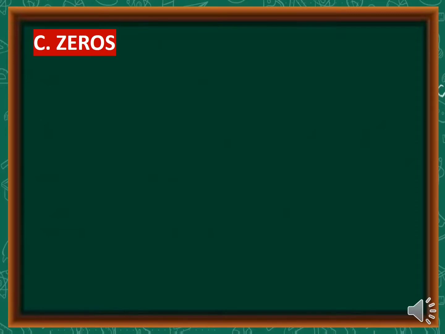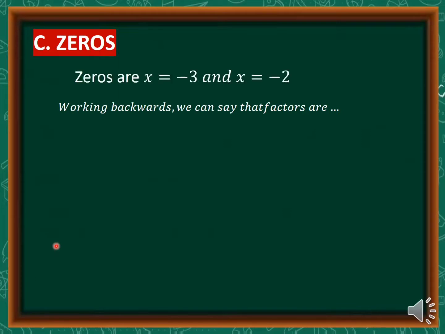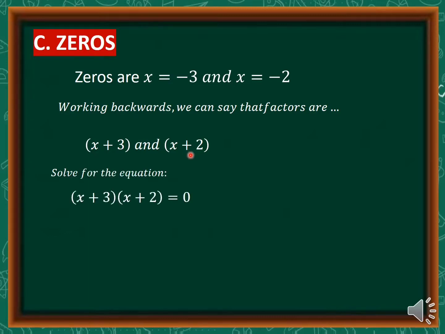And lastly, let us determine the quadratic function given the zeros. The zeros of the function. As what we have learned previously, the zeros of the function is when y is equal to 0, or therefore, these are the x-intercepts. So, just like what we did, working backwards ulit tayo. If the zeros are given, when x is equal to negative 3 and x equal to negative 2, therefore, the factors are x plus 3 and x plus 2. Multiplying, using the FOIL method, we have x times x, so we have x squared.